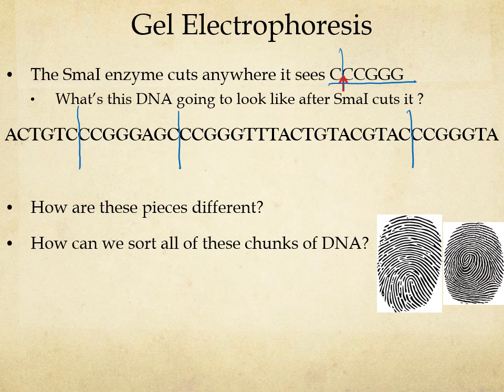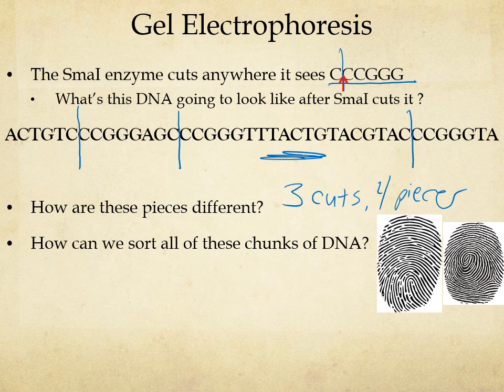We cut 3 times, getting 4 different pieces. So we got 3 cuts, 4 pieces of DNA. Our questions ask, how are these pieces different? Well, they're different sizes, right? This one seems to be pretty big right here. The other 3 seem to be right about the same size, maybe identical. Maybe they're off by a letter or 2. But we have 1 larger piece and then 3 that are a little bit smaller.